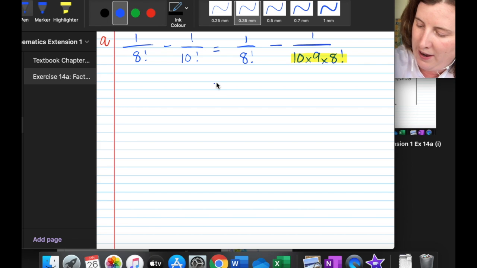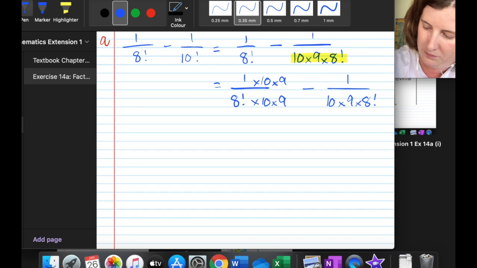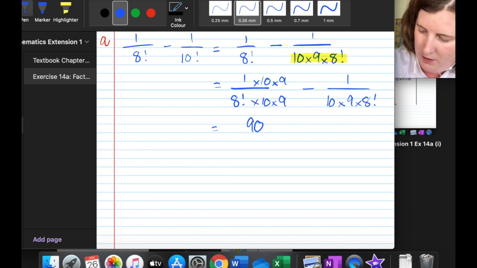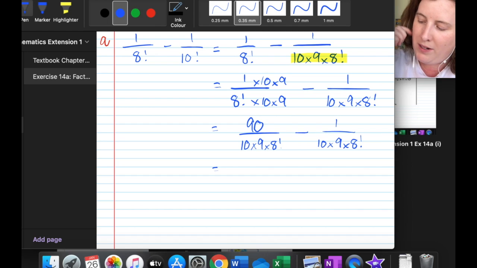Which means my 1 over 8 factorial, I'm going to times it by 10 and 9. And this one's already right. Which means I've got 10 times 9. 1 times 10 times 9 is 90, over 10 times 9 times 8 factorial, minus 1 over 10 times 9 times 8 factorial, which means 90 minus 1 is 89.